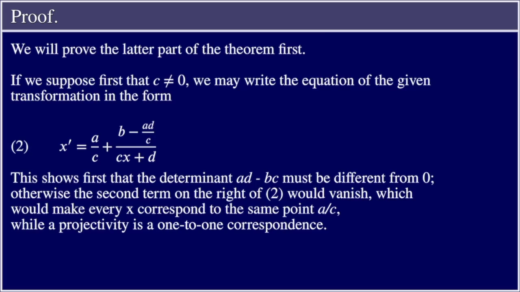Proof. We will prove the latter part of the theorem first. If we suppose that c is not equal to 0, we may write the equation of the given transformation in the form, equation 2: x prime is equal to a divided by c plus (b minus ad divided by c) divided by (cx plus d). This shows first that the determinant ad minus bc must be different from 0. Otherwise, the second term on the right of equation 2 would vanish, which would make every x correspond to the same point, a divided by c, while a projectivity is a one-to-one correspondence.